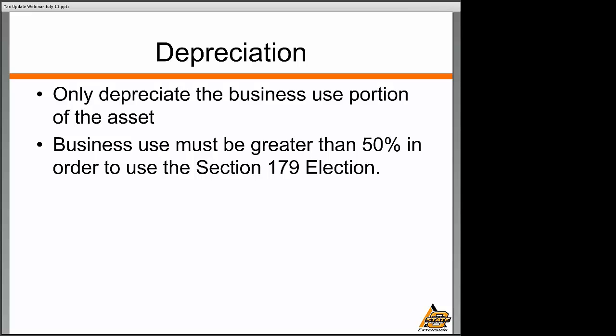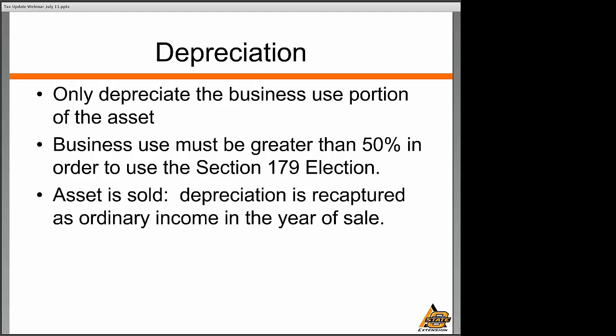The business use has to be greater than 50% in order to use the 179 expensing election. What this allows is to write off the amount of the expensed item in the year that it's purchased, and we'll give you in a moment what those limits are for the current and coming years. But it has to be more than 50% used in the business to allow the 179 rules at the present time.